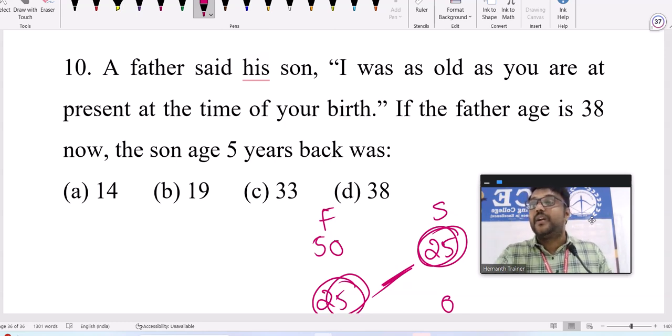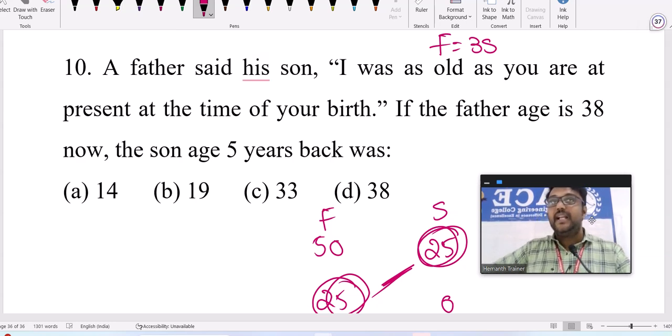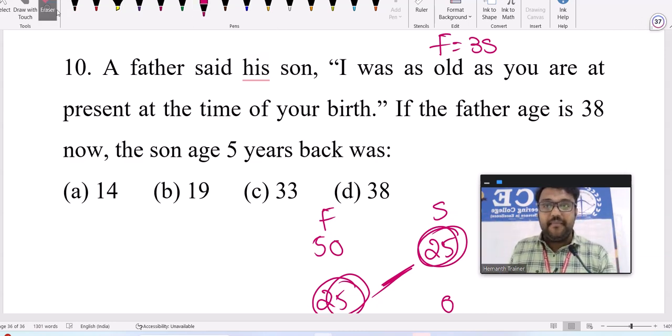And in some questions, the modification they're doing is, I was twice as old as you are right now at the time of your birth. Then father will be equal to thrice the son's age. If F equals 3S, then only they can give the statement, I was twice as old as you are now at the time of your birth. That statement will be correct if father equals 3 times son. Okay, those modifications only they are giving, but same methodology.